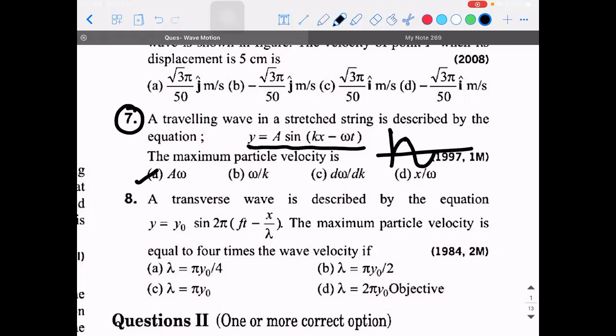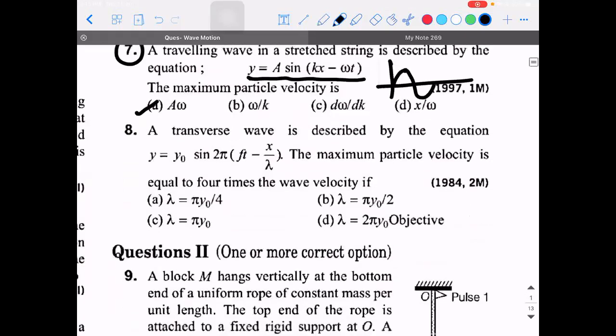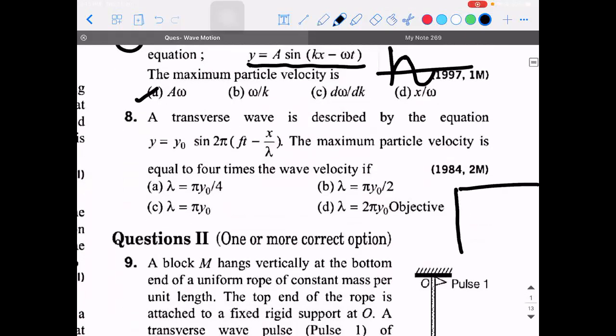Okay. So one more idea to think is, I'll give you a key. Whenever you're solving a problem based on waves, you need to think like this. Particle is in SHM.